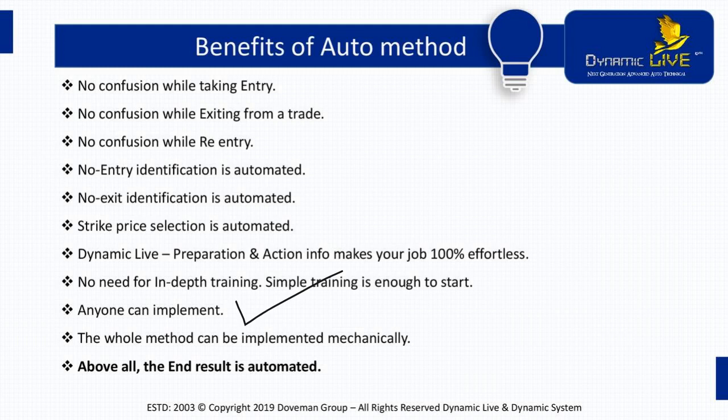Not only a beginner, even an experienced trader, working professional, retired person, housewife, students have joined us, right? So any one of you can join this and start trading and start making money. When you implement this mechanically, even the end result is automated. Now, what is the end result that we are all working towards? We are all working towards one end result, and that is to make money. And today, money making has been automated, gentlemen.